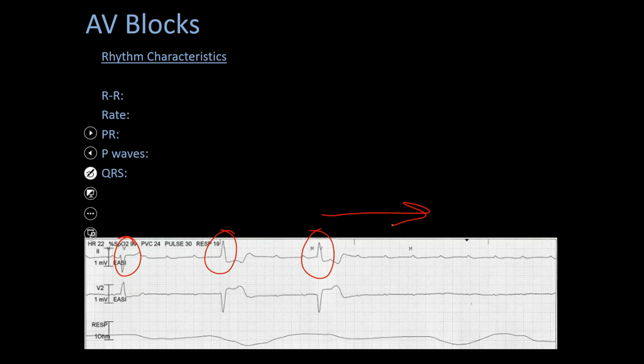All I see are P waves. So what we're looking at is an onset of ventricular standstill. These are probably ventricular escape beats here, followed by ventricular standstill. So the patient's heart is no longer beating. Only the atria, which is not sufficient for the heart to beat sufficiently.